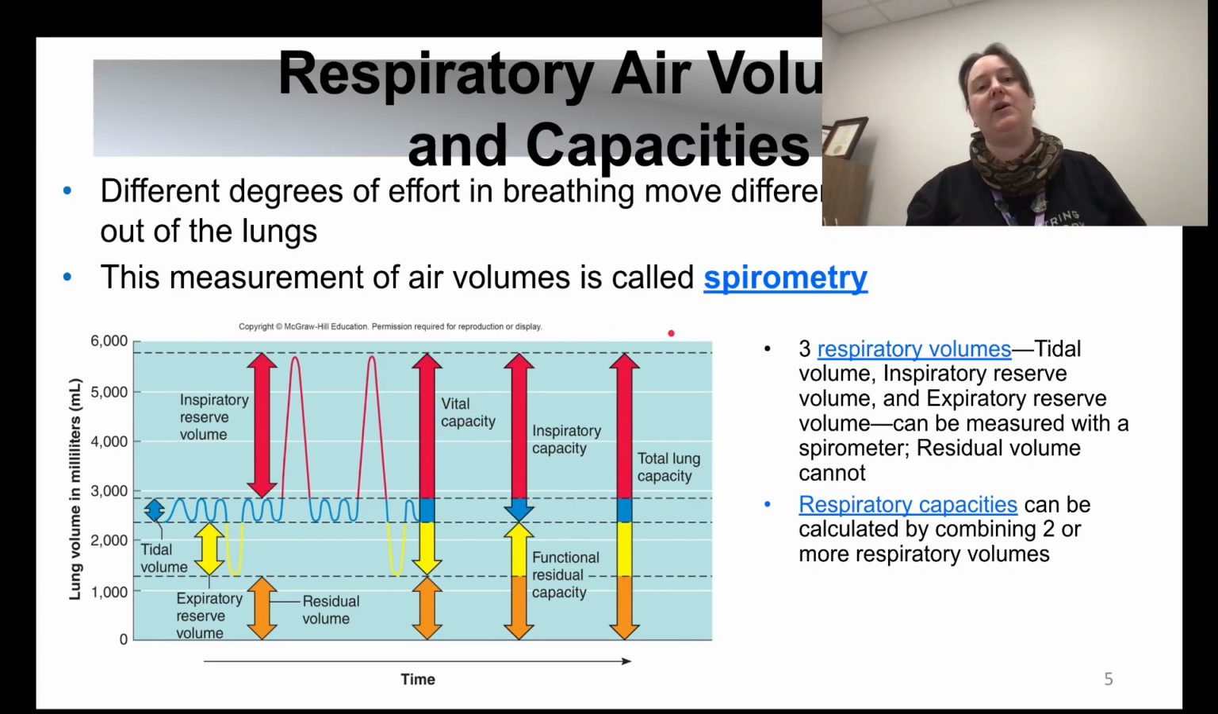So anyway, measurement of air volumes is called spirometry, and there are 3 respiratory volumes: your tidal volume, your inspiratory reserve volume, and your expiratory reserve volume. They can be measured with a spirometer, which looks like a pipe with a big round part that has a meter, a round visual device that shows your volume when you breathe into it.